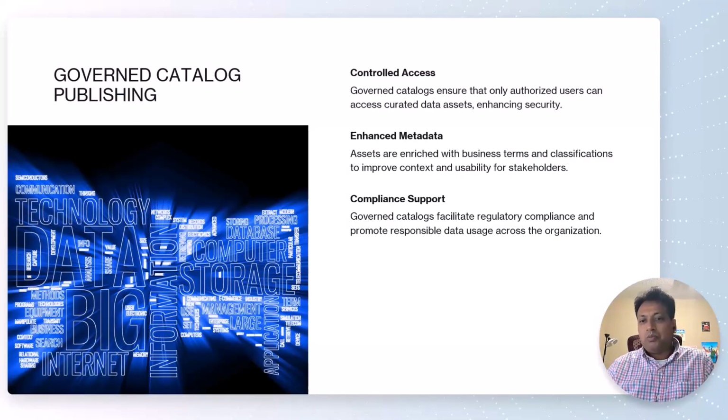Now post data enrichment, it's time to publish this enriched data asset to the governed catalog, because it ensures controlled access and also enhances trust in data. Now we will see how these assets are augmented with business terms and classifications, providing stakeholders with the enriched metadata. This feature of IBM Knowledge Catalog supports compliance, and it facilitates better data usage across the organization.